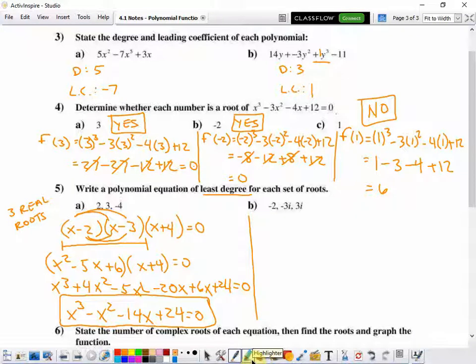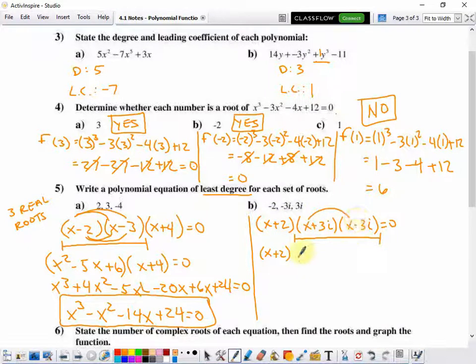Okay, we'll set up b similarly. x plus 2, x plus 3i, so we've got an imaginary number here, and x minus 3i. So this one has one real root and two imaginary roots, which means it only actually crosses the x-axis one time. So when you have two imaginary parts, I would deal with that first. So I'm going to leave that x plus 2 right where it is. I think it's just going to be easier if we deal with these first. If you want to deal with these two first, fine, but this is going to be easier.